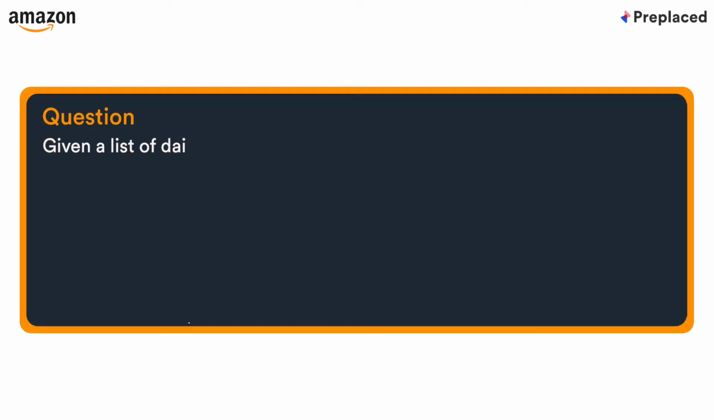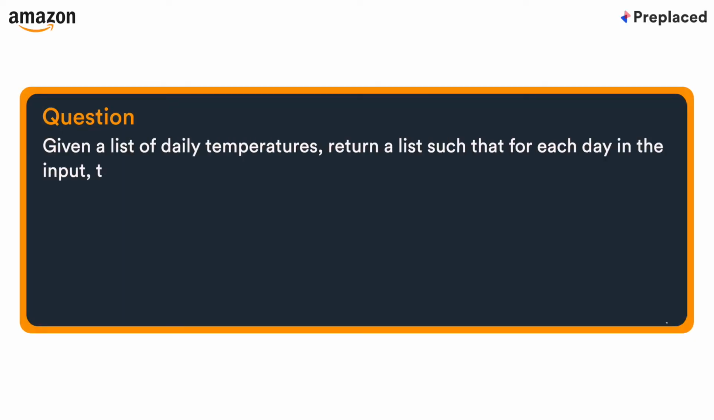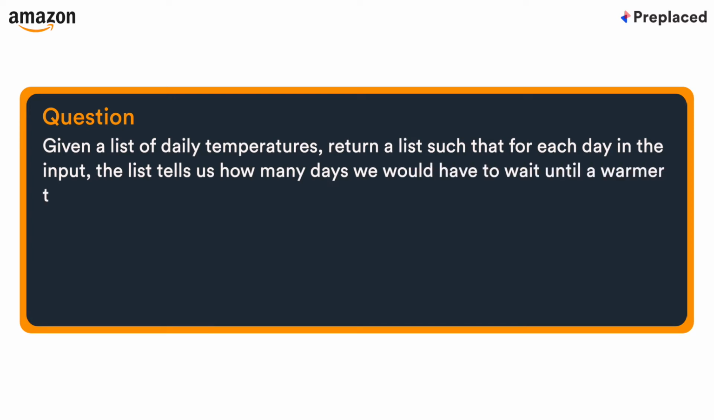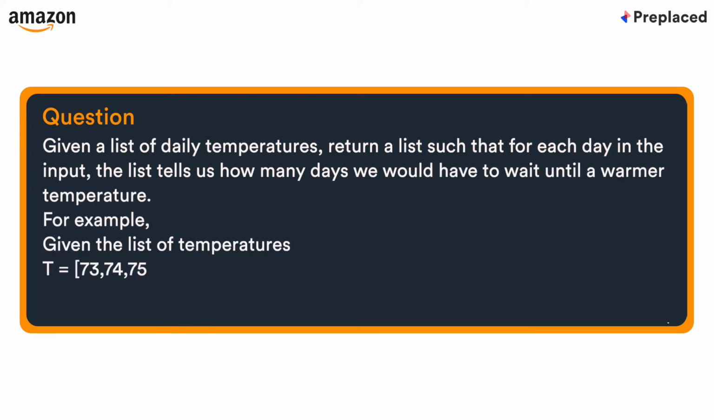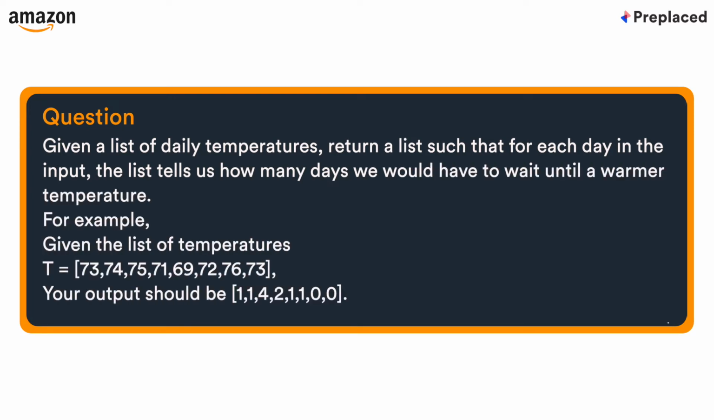Given a list of daily temperatures, return a list such that for each day in the input, the list tells us how many days we would have to wait until a warmer temperature. For example, given the list 73, 74, 75, 71, 69, 72, your output would be 1, 1, 4, 2, 1, 1, 0.